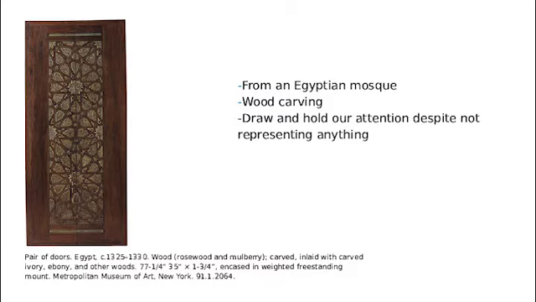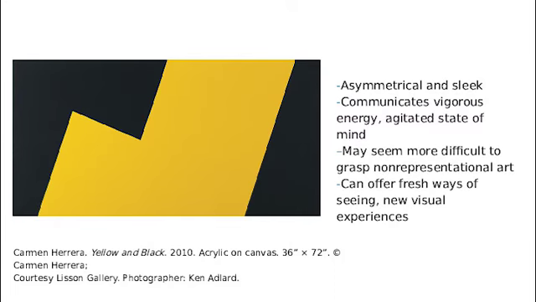There are wood carvings, and they draw and hold our attention despite not representing anything. So we're really getting into the decorative arts here. Also, here's a more modern example of this. This is Yellow and Black by Carmen Herrera. This is asymmetrical and sleek. It communicates vigorous energy, an agitated state of mind. You almost think of a lightning bolt or electricity when you look at this.